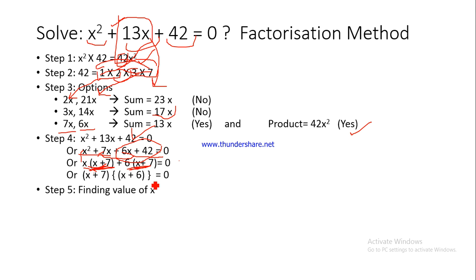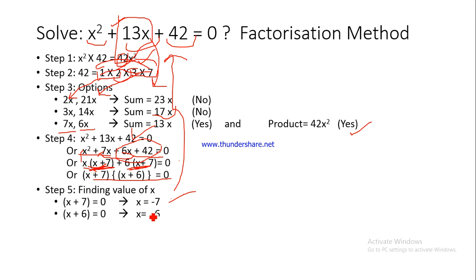In the next step you have to find the value of x, and I told you if this has to be 0, at least one term should be equal to 0. So in the first instance we assume that x plus 7 is equal to 0, and from there we get this value x equal to minus 7, and in the second term we again assume that x plus 6 is equal to 0, so we get the value x equal to minus 6. Now I had also told you how to cross check this. So what you have to do to cross check this, let us take this particular example. x is equal to minus 7, so what you do, you put this value of x in this particular equation.